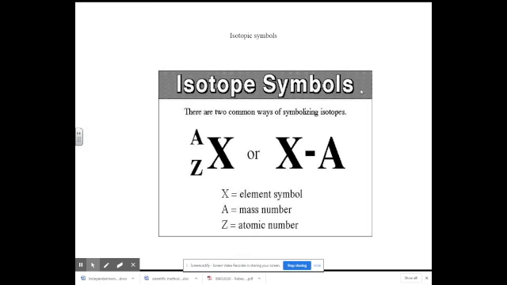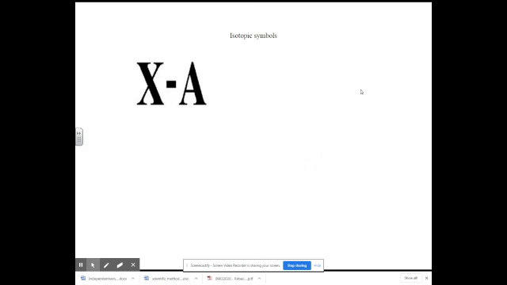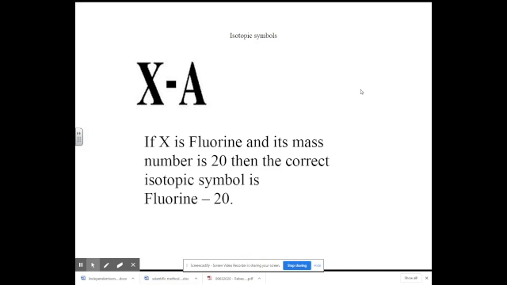So there are 2 ways that you can see what an isotope is. The first way, you see the A over Z with the X. And the second way, you have an X-A. So the X is the element that you are talking about. The A is the mass number, and then Z is the atomic number. So the bigger number will always be on top in that first one, or it just gives you the mass number. So if X is fluorine and its mass is 20, then the correct way to put this would be fluorine, or F20.